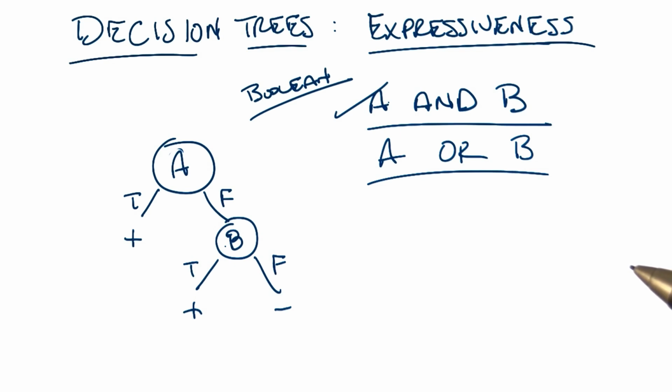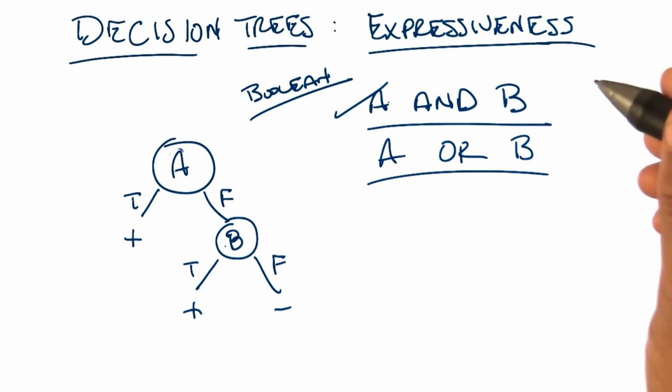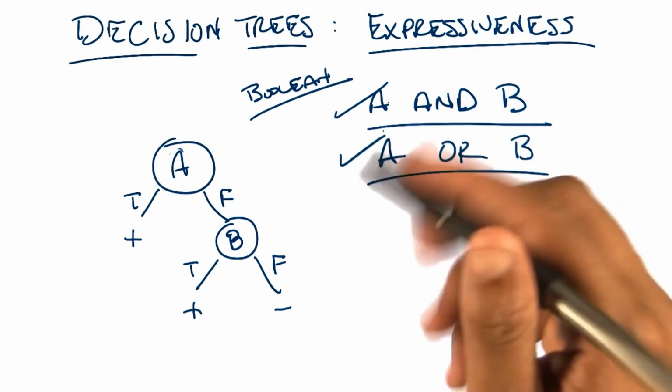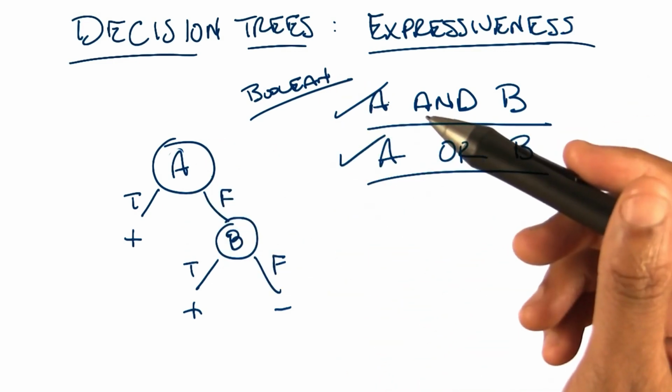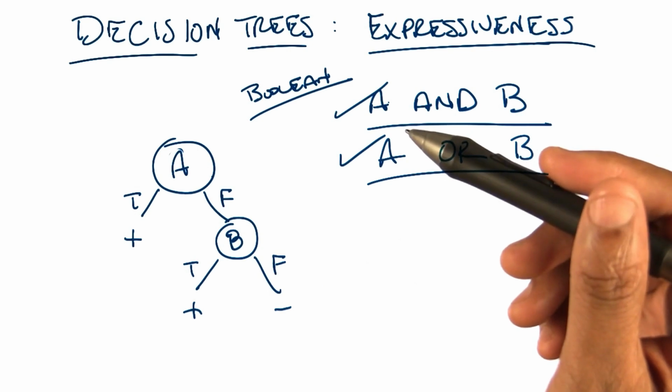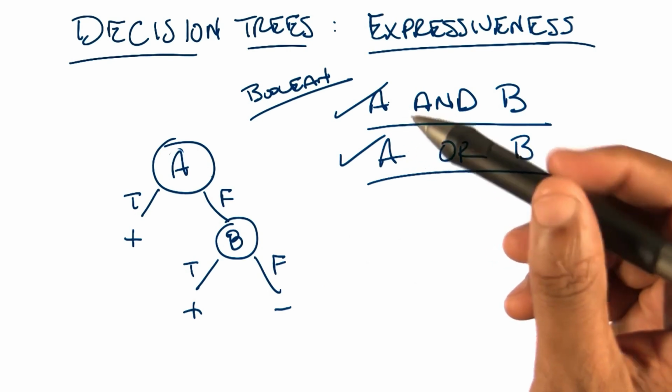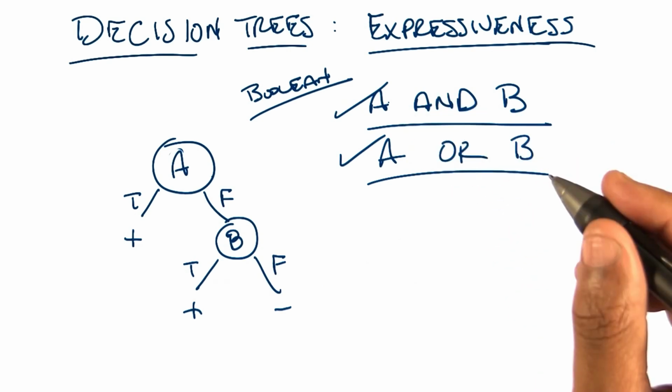So if A is true, then the output's true. If A is false and B is true, then the output is true. And if A and B are both false, then the answer is false. Totally. Excellent. And if I hadn't erased it, you would see that the two trees actually looked very much alike. We just swapped A and B around. They're mirrors of one another.